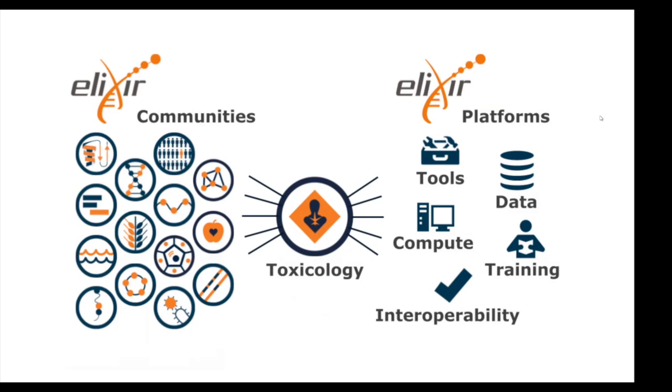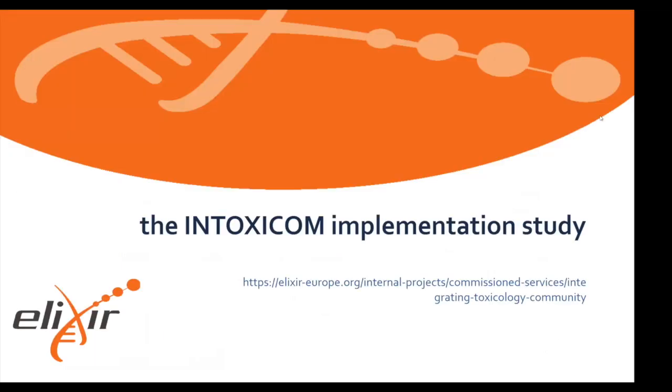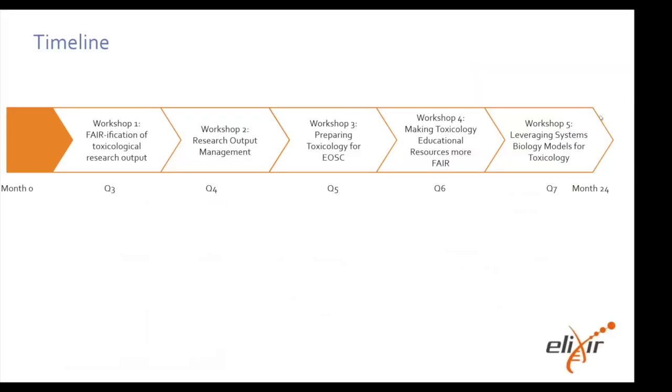So on the next 2 slides, there was a short introduction of the Intoxicom implementation study. Here you can find the link to the webpage that describes the proposal, and this timeline indicates a bit how it is organized. ELIXIR implementation studies give the communities a bit of funding, typically for 14 months, distributed over the participants in an implementation study to implement some of the ideas in the white paper. So for the Intoxicom implementation study, we decided to get more connectivity, more interaction, more activity worked out between the toxicology community and ELIXIR by using a mechanism of 5 workshops that follow each other, that extend on each other.